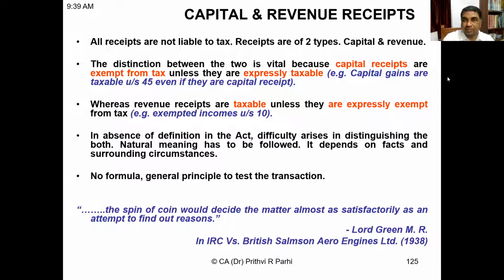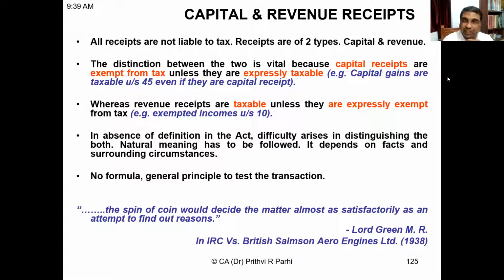As you're aware, all receipts may not be considered as income. And these receipts can be of two types. One is capital receipt, second one is revenue receipt. How to find out whether it is a revenue receipt or a capital receipt? We need to understand the exact nature of that transaction, the nature of that receipt. Capital receipts are generally exempt from tax unless they're expressly taxed. For example, when you read the capital gains chapter, we'll understand that certain capital gains are specifically included in income tax law.